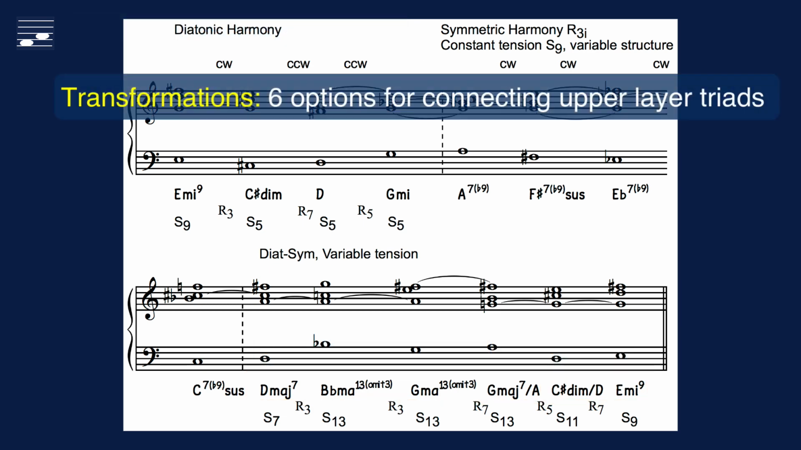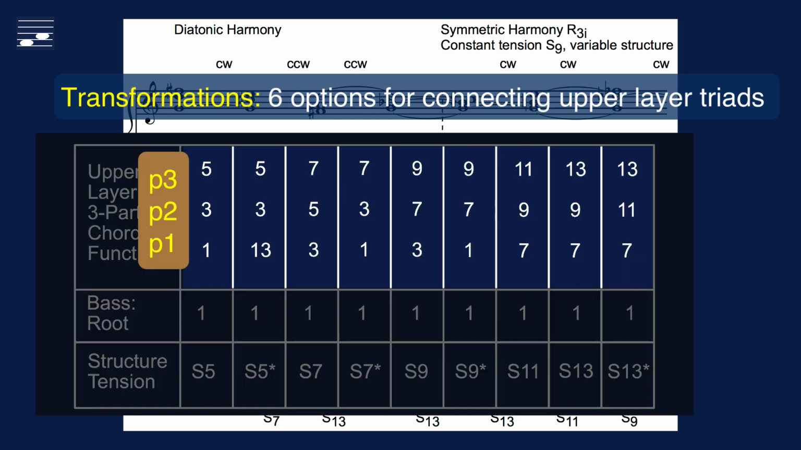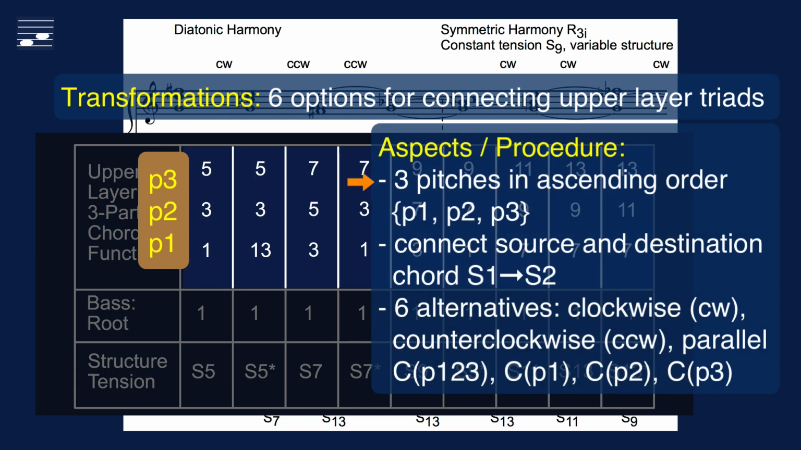Voice leading is determined by the chord connections, also known as transformations. There are 6 options for connecting the 3-part upper layer structures. Let's label these parts in ascending order, P1 to P3, and connect a source structure S1 with the destination chord S2. The 6 voice leading options for doing so are clockwise, counterclockwise, and 4 complete or partially parallel motion alternatives.